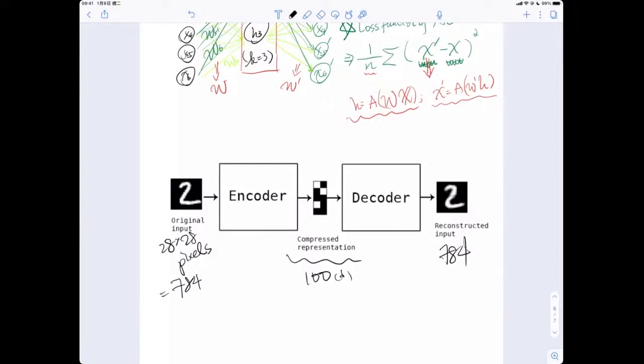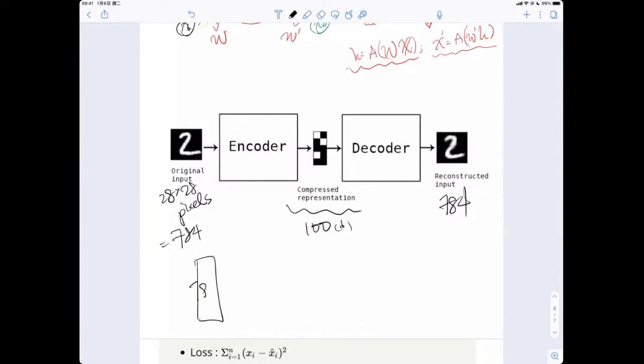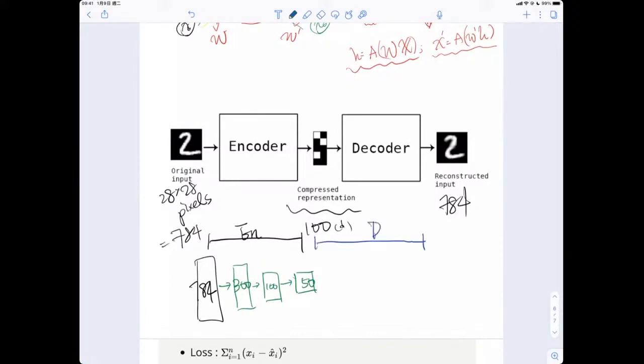You can put multiple dense layers in the encoder. For example, we have 784, right? So here is the encoder. We shrink it, for example, to 300, and then shrink it to 100, and then to 50. So you can see that in this encoder we have several different layers, and it gradually shrinks the dimension from 784 to 300, 100. And then here is the decoder, okay?